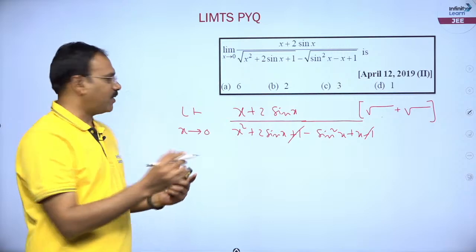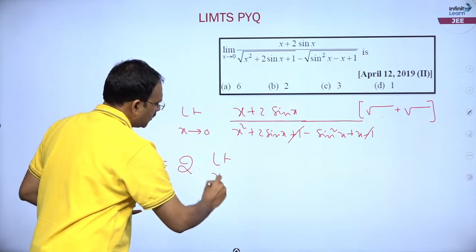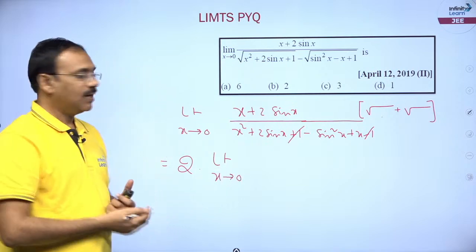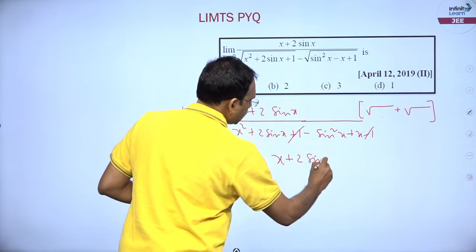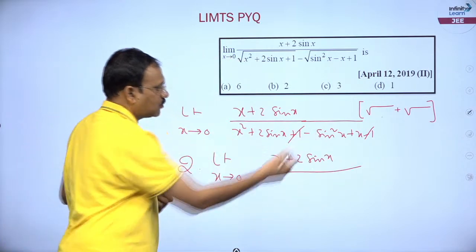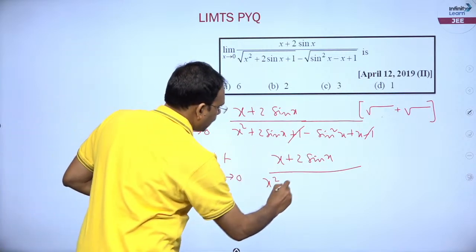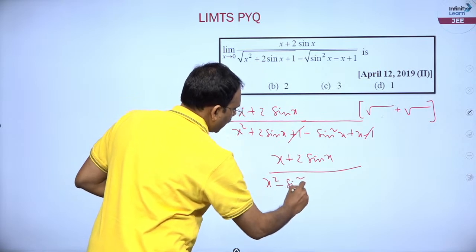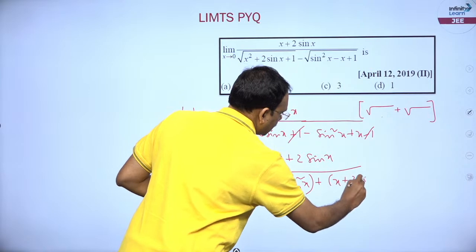This part you can separate, dear friends. This is 2 into limit x tends to 0, x plus 2 sin x by x square minus sin square x plus x plus 2 sin x.